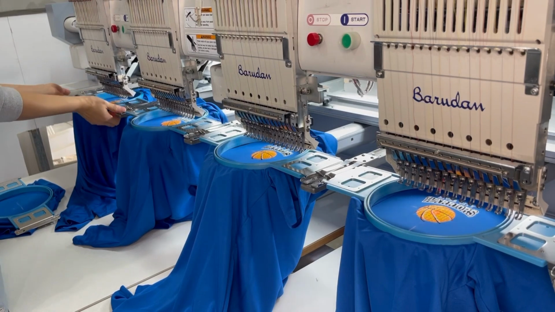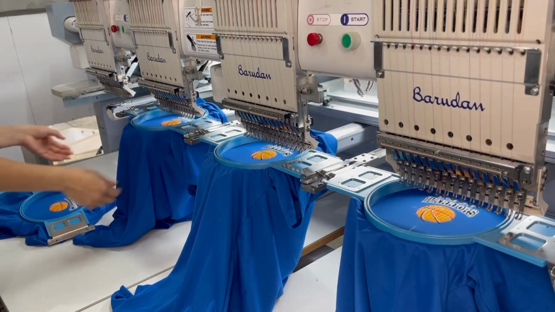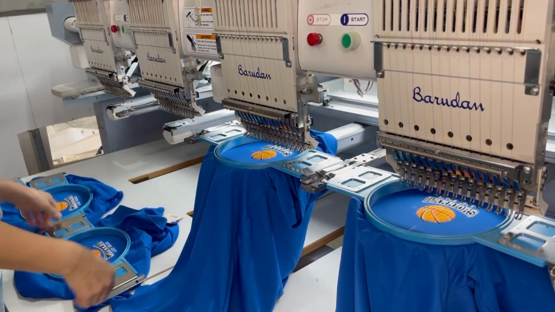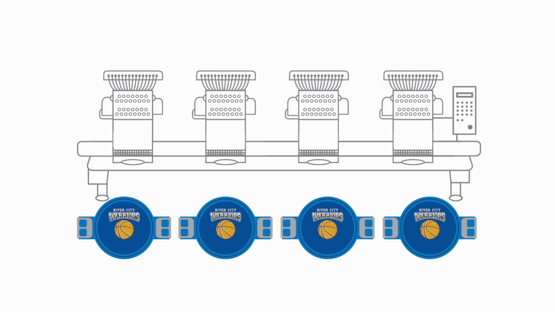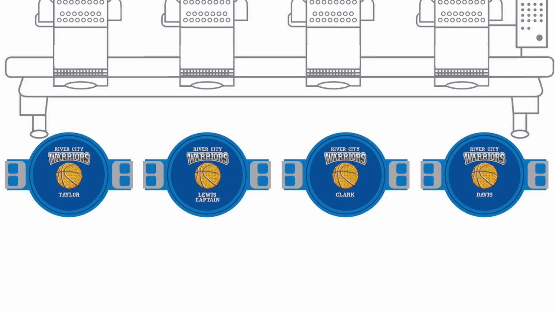EmbroideryStudio processes the job in 2 parts. It stitches the first run of logos. In our case, it's 4 logos. Then, it stitches all the team names. After stitching the first run of logos, the machine will stop. Simply press Start again to automatically begin stitching the team names.